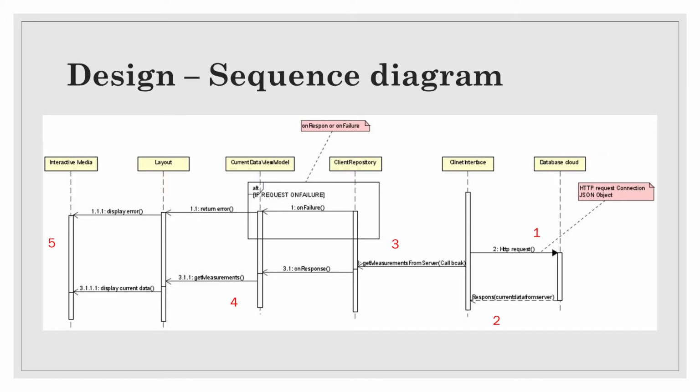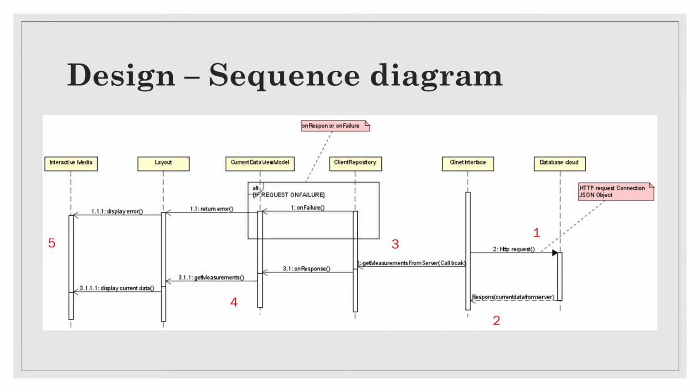Another thing we made in the design part is a sequence diagram. And here is an example of a sequence diagram for getting measurement data. So Retrofit was implemented in getting measurement data. In the first marked point, the client interface sends a GET request to the database cloud for a measurement JSON object. In the second part, the database cloud handles the GET request and responds with the measurement object to the client.